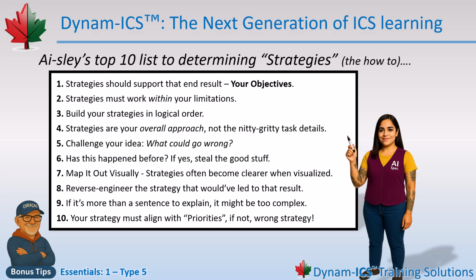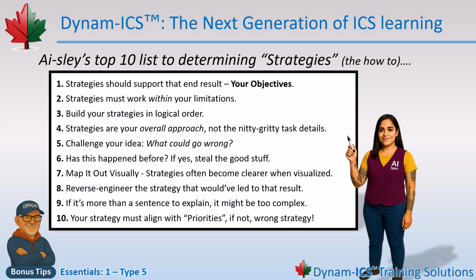3. Build your strategies in logical order. Do the right things in the right sequence. It's amazing how often people jump to step 4 before step 1. It's like trying to ice the cake before you've baked it. 4. Strategies are your overall approach, not the nitty-gritty task details. You're not writing a to-do list here. Control the leak using containment and rerouting is a strategy. Open the valve and tighten the flange is a task. Keep your eyes at 30,000 feet, not in the toolbox.